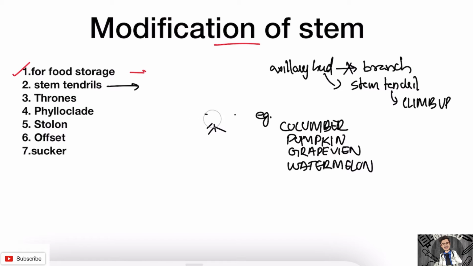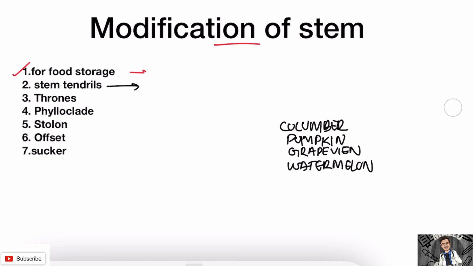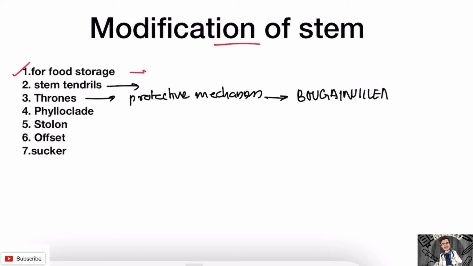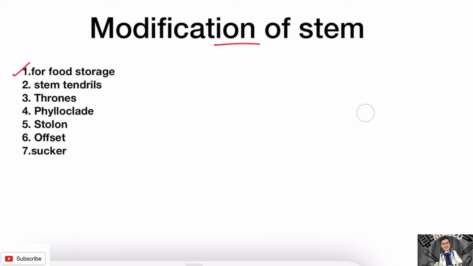Now let us move on to thorns. These are a protective mechanism for the plant. And the examples that you have to learn are bougainvillea and citrus. Alright, now let us move on to learn what a phylloclade is.